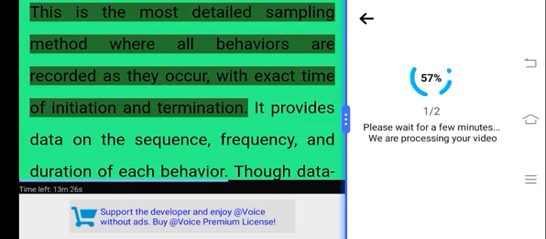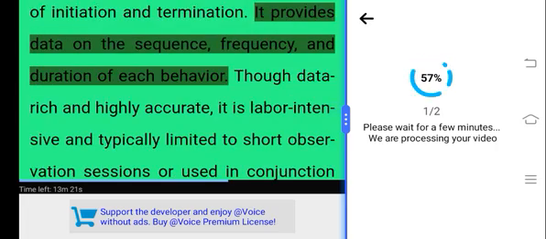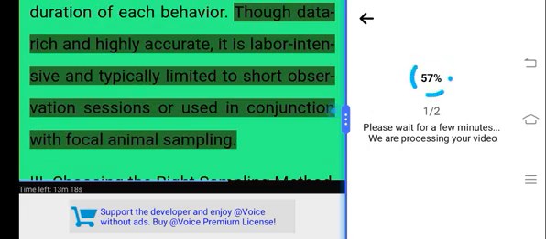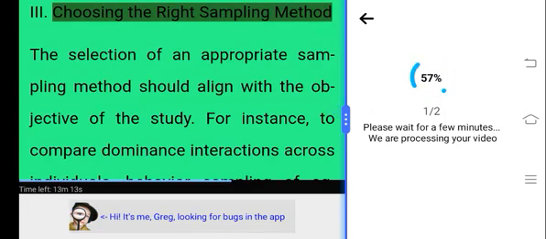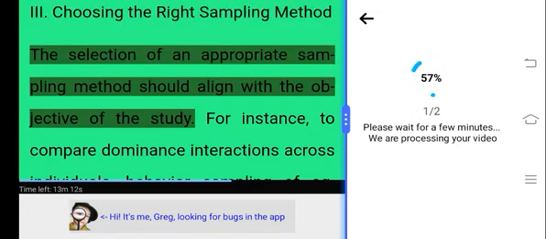5. Continuous recording. This is the most detailed sampling method, where all behaviors are recorded as they occur, with exact time of initiation and termination. It provides data on the sequence, frequency, and duration of each behavior. Though data-rich and highly accurate, it is labor-intensive and typically limited to short observation sessions or used in conjunction with focal animal sampling. 3. Choosing the right sampling method. The selection of an appropriate sampling method should align with the objective of the study.